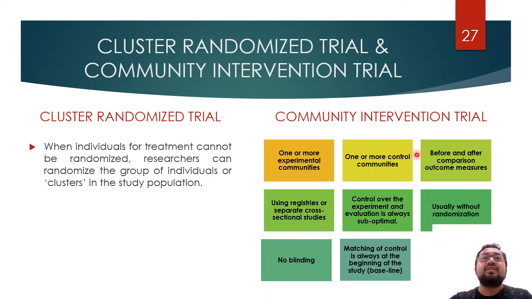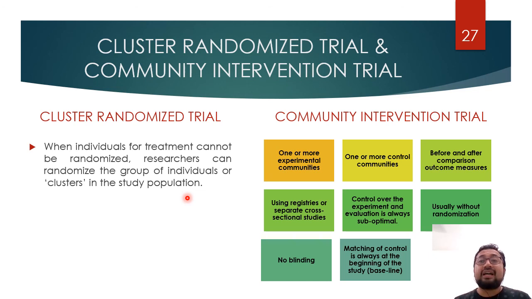Okay. So cluster randomized trial and community intervention trial, selalu bila kita mengadakan trial tu dalam skop grup yang kecil, kita panggil cluster randomized trial. Where individuals for treatment cannot be randomized, researchers can randomize the group of individuals or cluster in the study of population. Bila kita ada study group yang research population group yang kecil, kita terpaksa membahagikan mengikut kita punya sama ada nak group intervention dan group tak intervention. Maknanya kita tak boleh nak pilih, tak boleh nak kawal faktor-faktor yang lain dan jumlah population tu pun terhad.